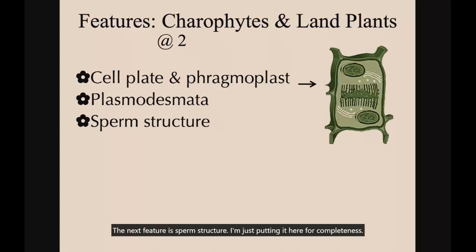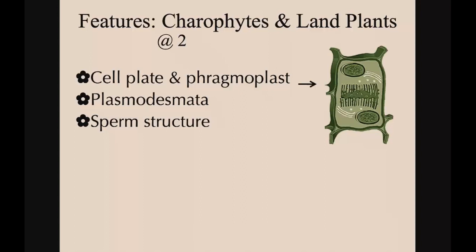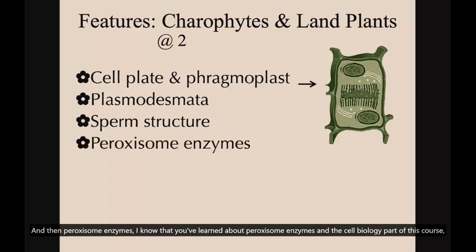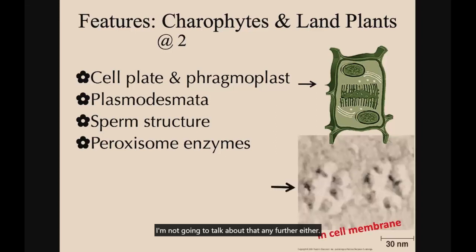The next feature is sperm structure. I'm just putting it here for completeness. I'm not going to talk about it at all. And then peroxisome enzymes. I know that you've learned about peroxisome enzymes in the cell biology part of this course, but streptophytes have a particular set of them that are special to that group. I'm not going to talk about that any further either.